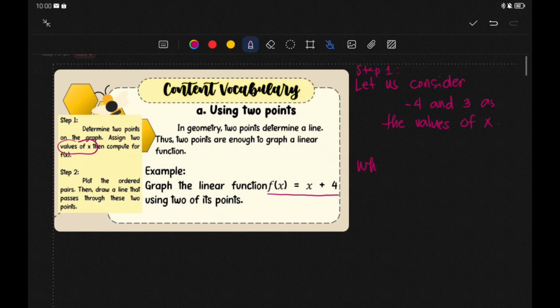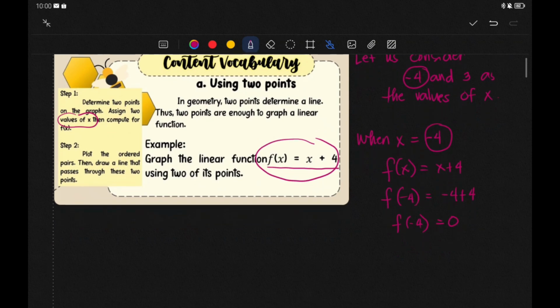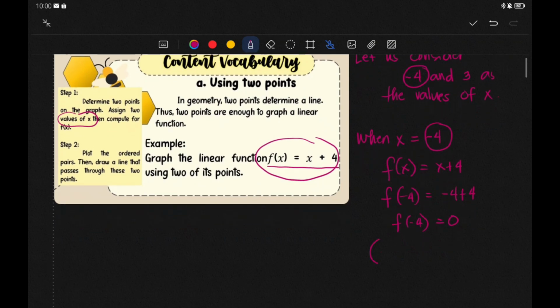Now when x, let's begin with negative 4, is equal to negative 4, with the given function, x plus 4, substitute negative 4, so that is f of negative 4 is equal to negative 4 plus 4, f of negative 4 is equal to 0. So this gives us the ordered pair, negative 4 and 0. This is negative 4, this is 0.